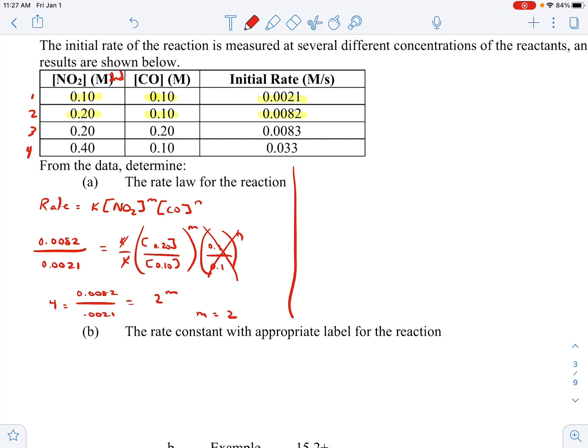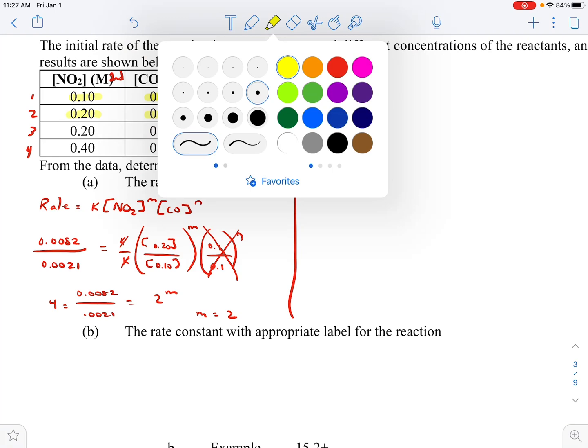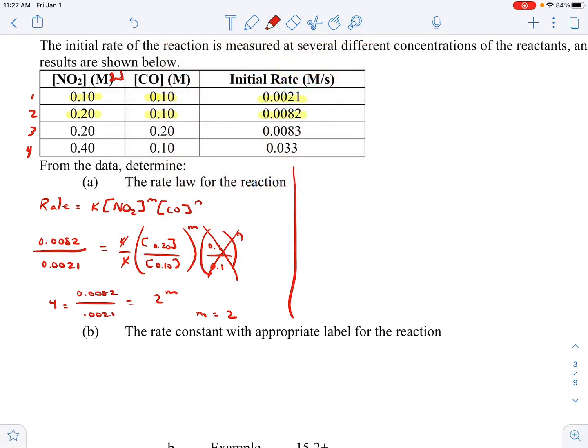Let's do the same thing with our CO. Where's one where our NO2 stays the same, but our CO changes? If we compare 3 over 2, that would work for us. Change the colors here. So now we have rate equals still K, but we could also use our knowledge that we already know, but it's sometimes easier. Miss Griffith is not writing very well. There we go.